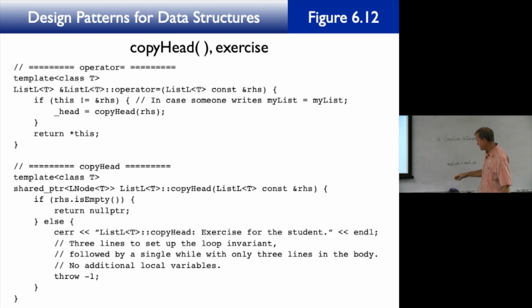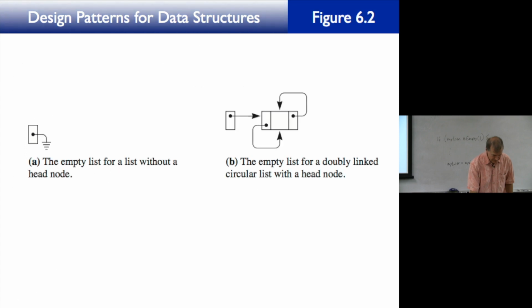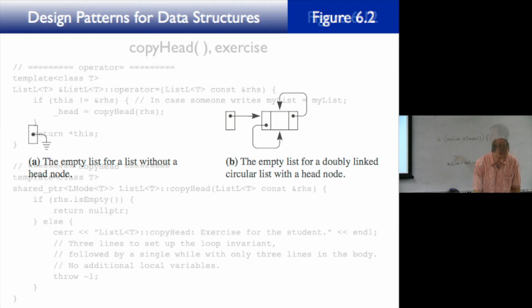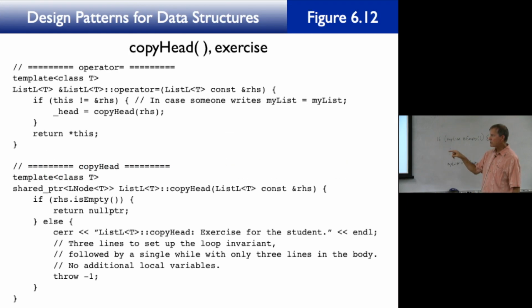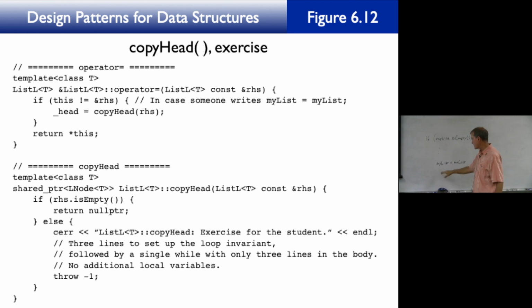Right, because that's what an empty list is in our setup. The empty list is just here. Look, we had a picture of that back here in Figure 6.2A. That's the empty list. Are you with me? So if the right hand side is empty, we just return the null pointer. So this gets cleared out, and that's the empty list, if the right hand side was empty.